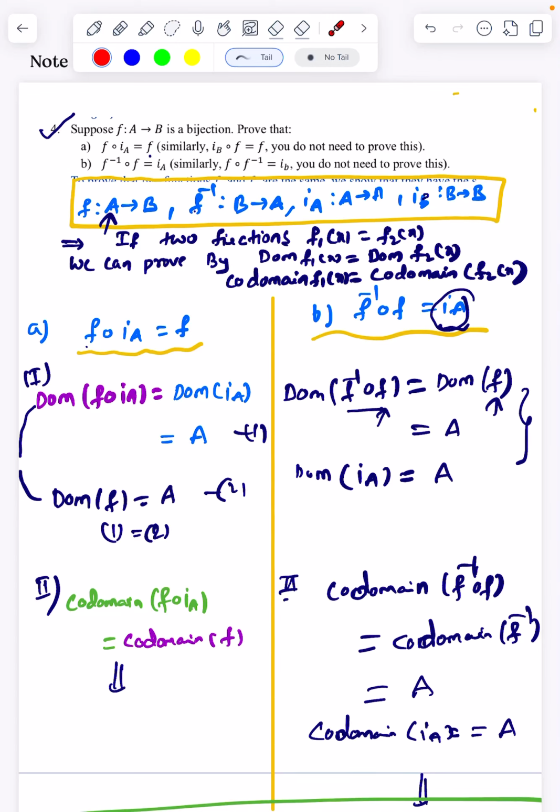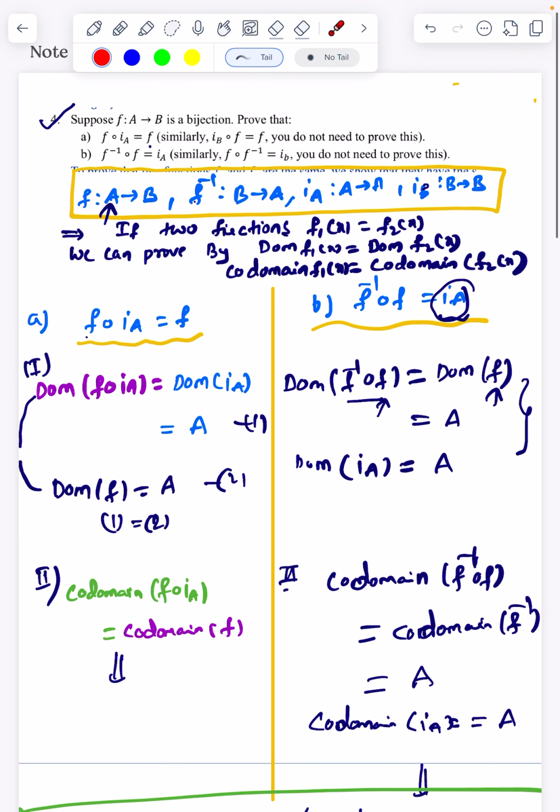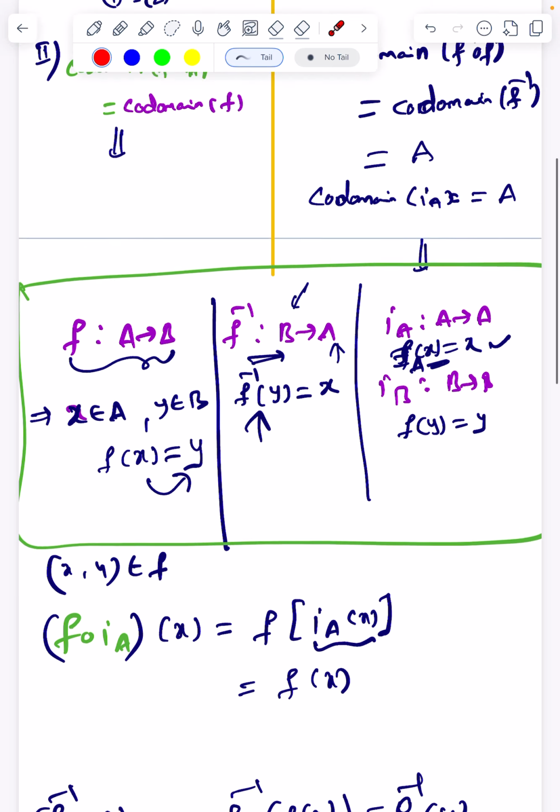We discussed this problem by proving these two cases by showing that the domain of the two functions is equal and the codomain of the two functions is equal. Then we can say those functions are equal. In that way we proved that. So we can also follow the other method.